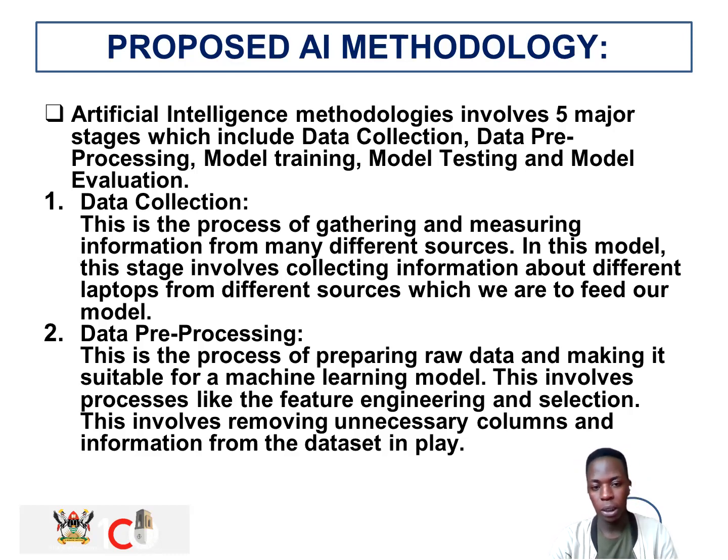Then we have data pre-processing, which is the process of preparing raw data and making it suitable for a machine learning model. This involves processes like feature engineering and feature selection. With feature engineering, you try to edit the dataset, removing the unwanted columns and the unwanted information from the dataset. And then feature selection is like putting into the dataset what you exactly need for it to train the model.